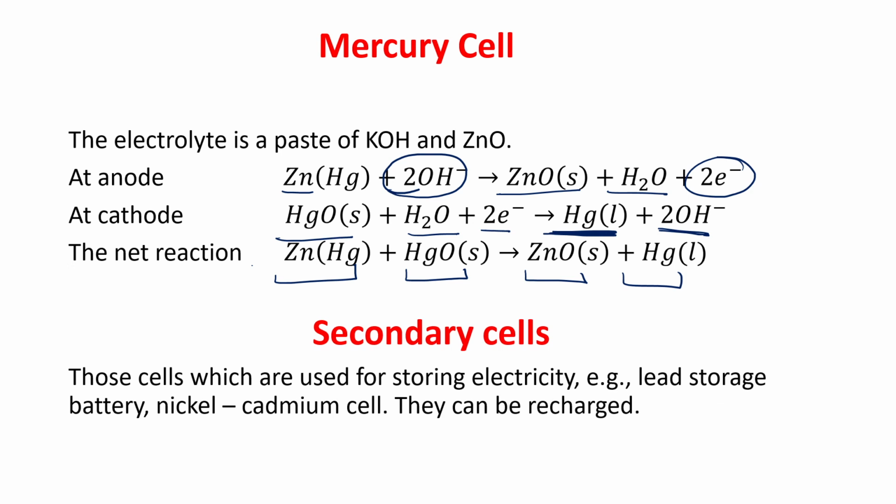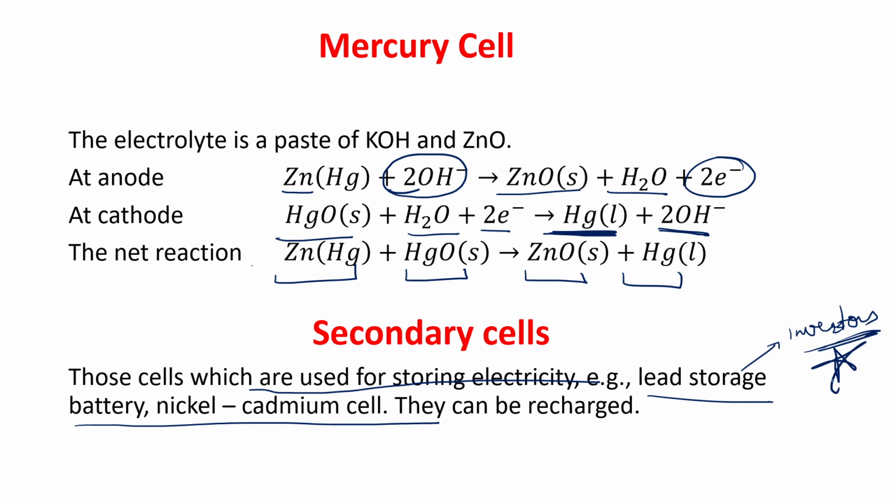Now coming to the secondary cells. Secondary cells are those which are used for storing electricity, like lead storage battery, nickel cadmium cell, etc. Lead storage battery is the one that we use in inverters. So these can be recharged. That means the reactions are reversible. If you provide electricity, it will go in reverse, and if you want to take electricity out of this, they will go spontaneously and produce electricity for you.